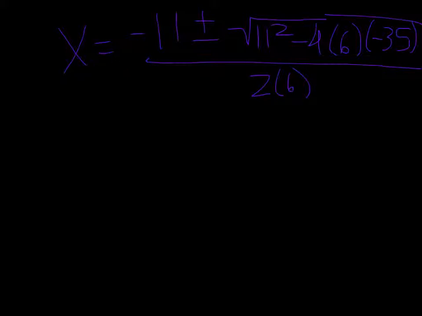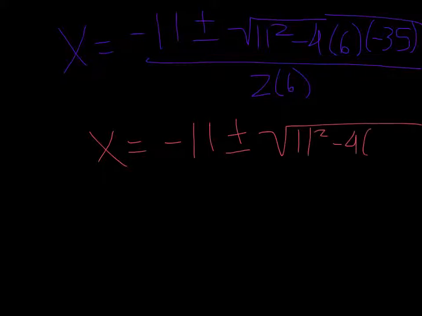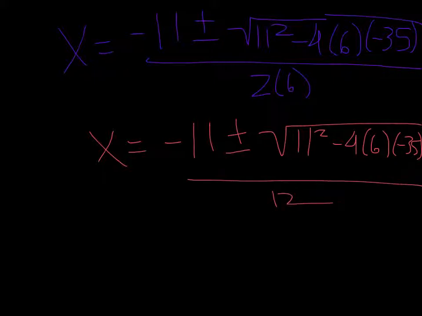If I were to simplify that, I'd start with the denominator because it is very simple and easy, and I would get it out of the way. I would get x equals negative 11 plus or minus the square root of 11 squared minus 4 times 6 times negative 35 all over 12. Now I'll start with what's inside of the square root symbol.